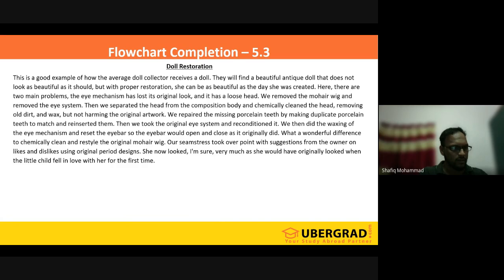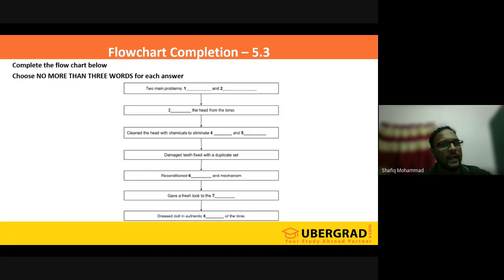Amit, it is optional. Yes, it is optional. What are you trying to say? Sorry. And for the sixth, is original eye system mandatory or not? The right answer is eye system. If you write original, it's fine. Okay.